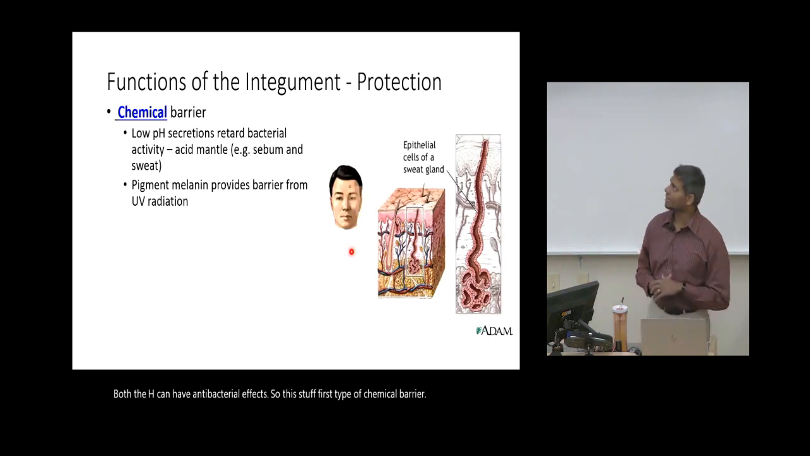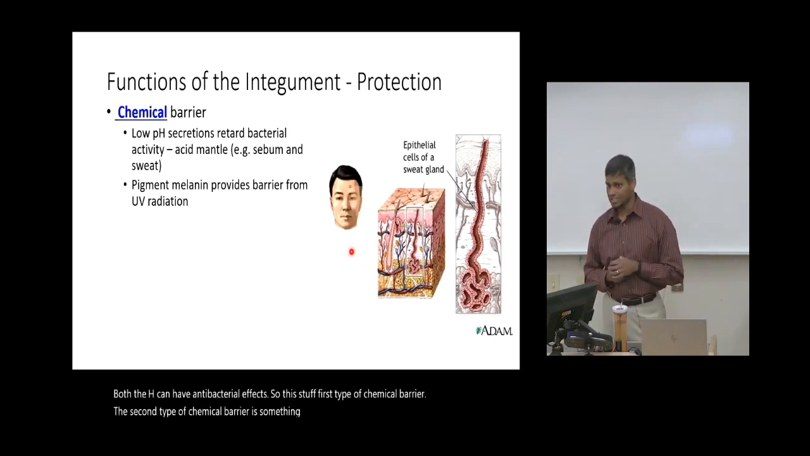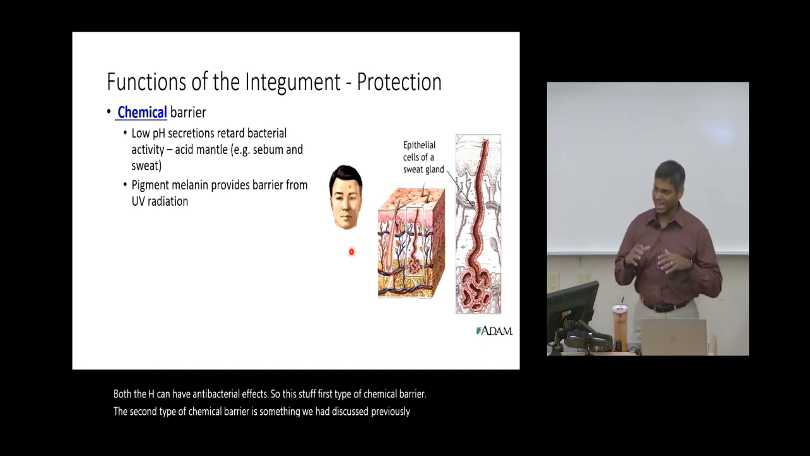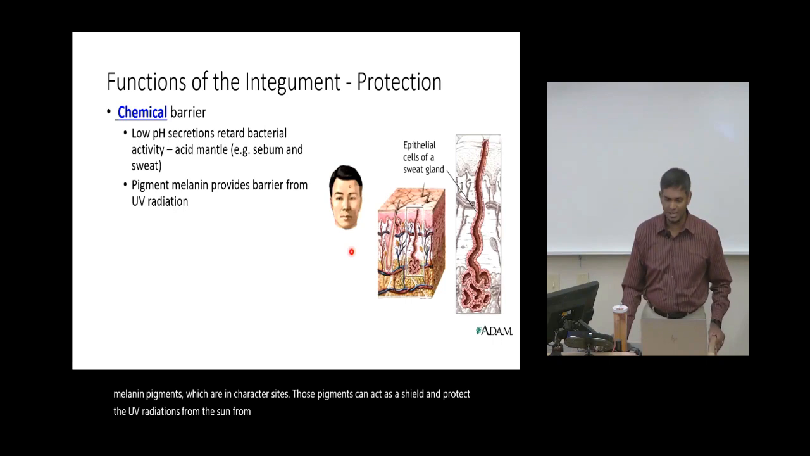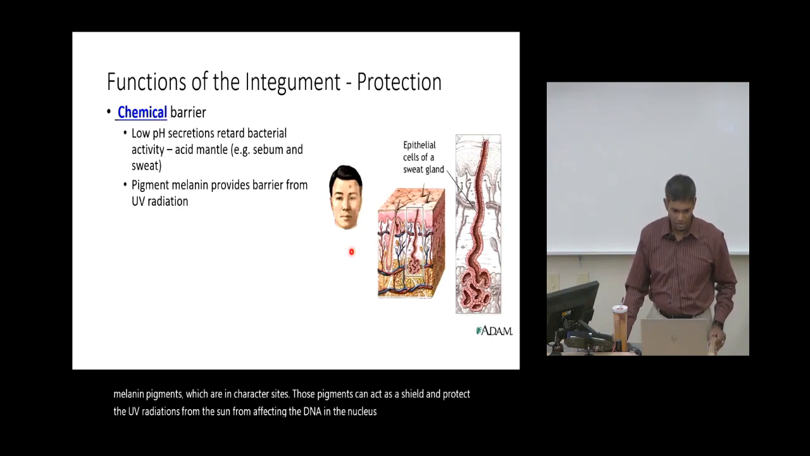The second type of chemical barrier is something we have discussed previously, and that is the melanin pigments which are in keratinocytes. Those pigments can act as a shield and protect from the UV radiation from the sun affecting the DNA in the nucleus of the keratinocytes.